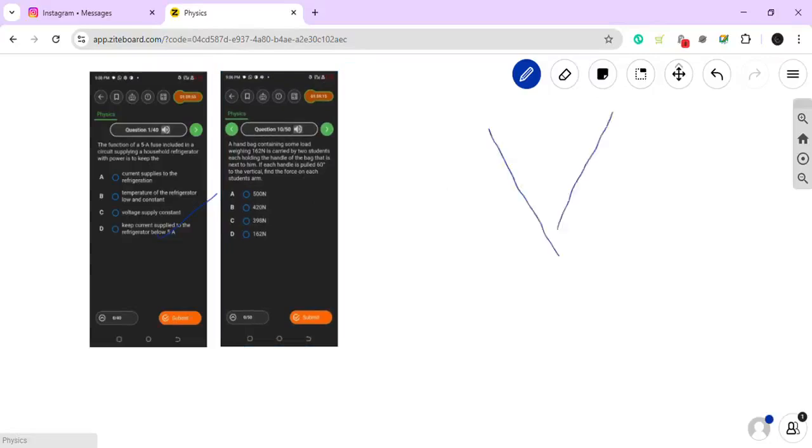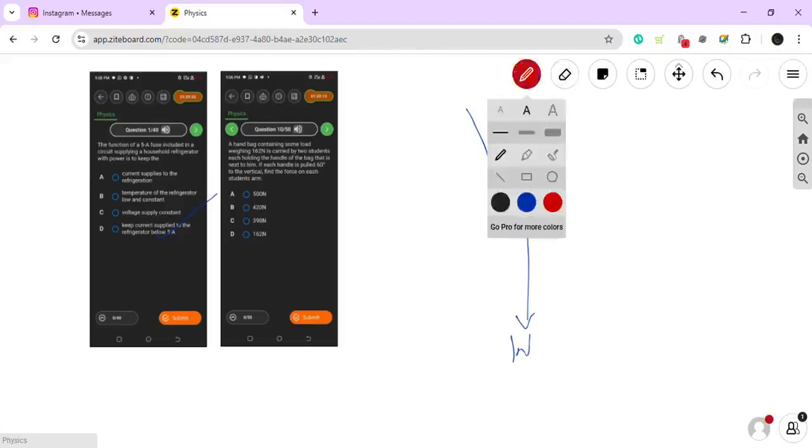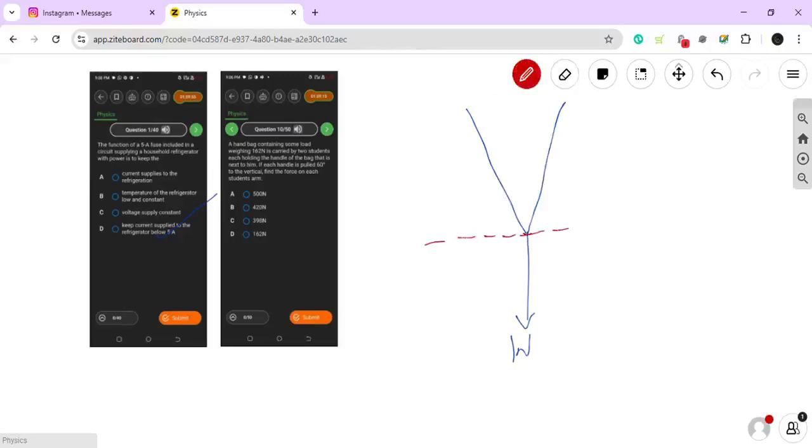So we have a bag. This is how this one will go. The weight of the bag will be acting downward. Don't mind my line. So it will be acting downward, this is the weight of the bag, and we can just produce a line here.